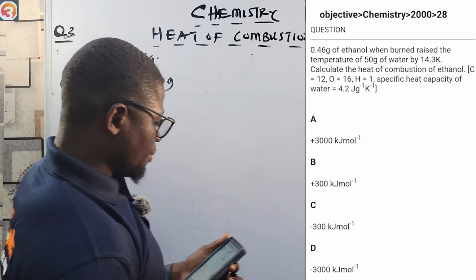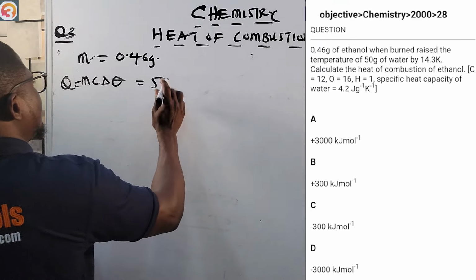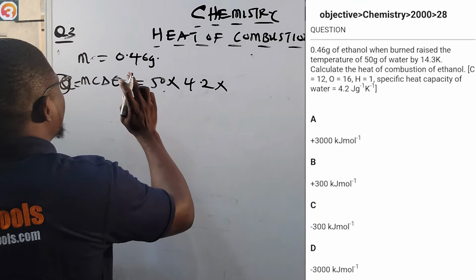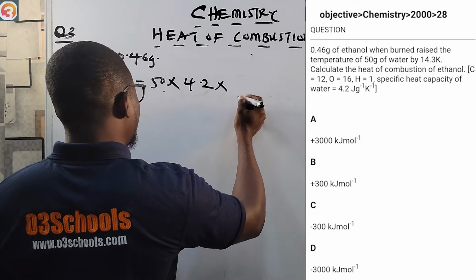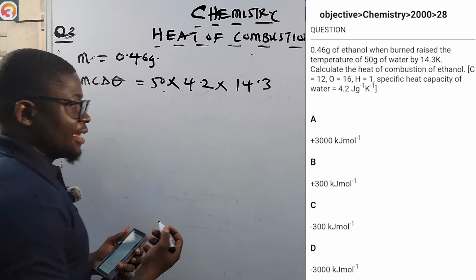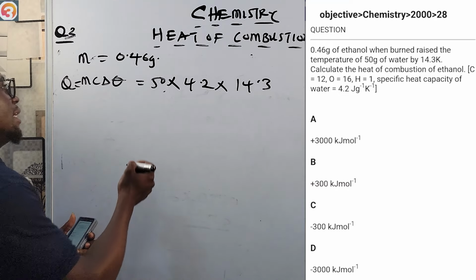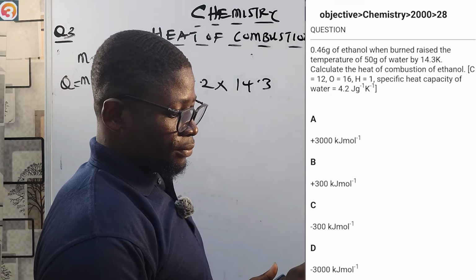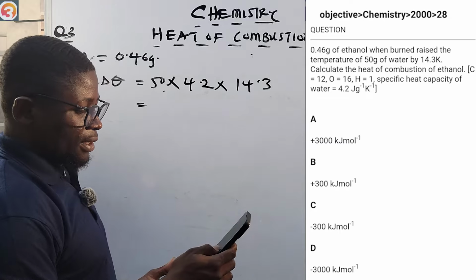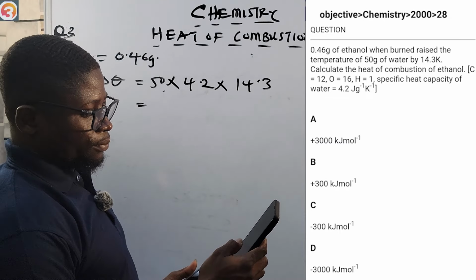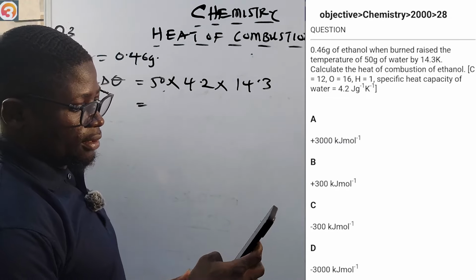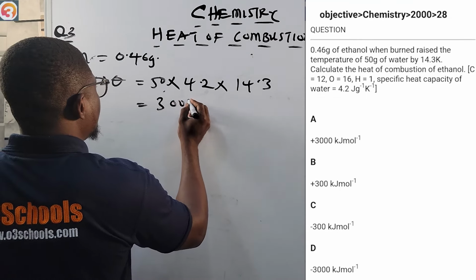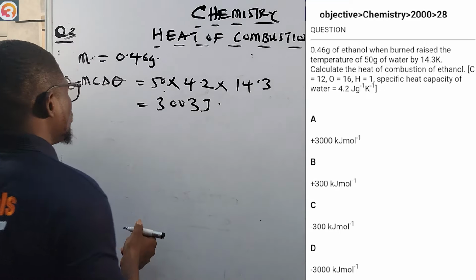Now, to raise the temperature, we know the mass, 50 gram. 50 times what is the specific heat capacity? 4.2. Then times what? The change in temperature is 14.3. Okay, it's Kelvin. So it's as simple as that. Just multiply. Carry your calculator. So I'm going to have 50 times 4.2 times 14.3, which will give us 3003 joules. Okay, that is the quantity of heat.